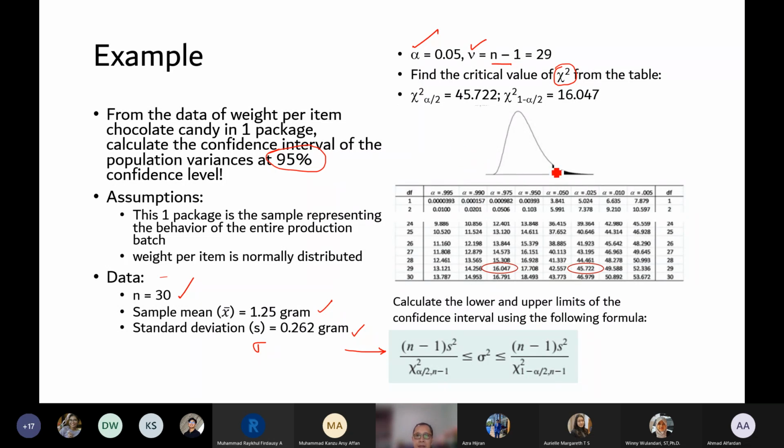And because this is the way our chi-square table is laid out, on the right hand side, this would be alpha over 2. Okay, right? And since our alpha is 0.05, this one is 0.025.